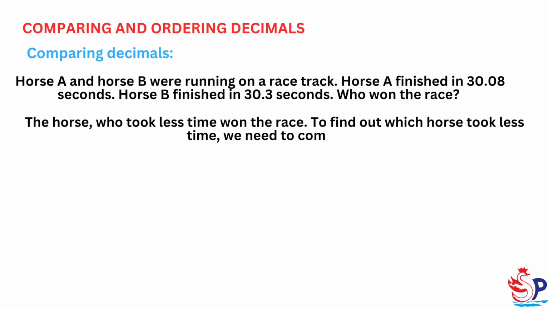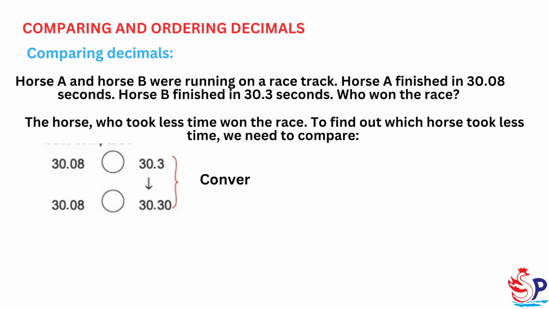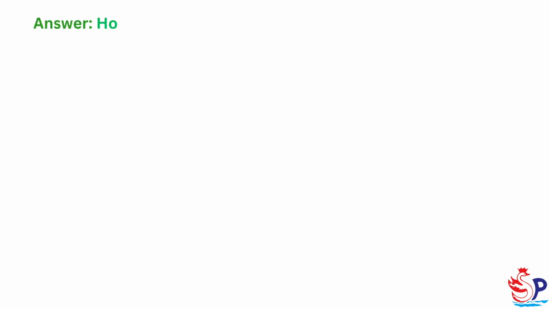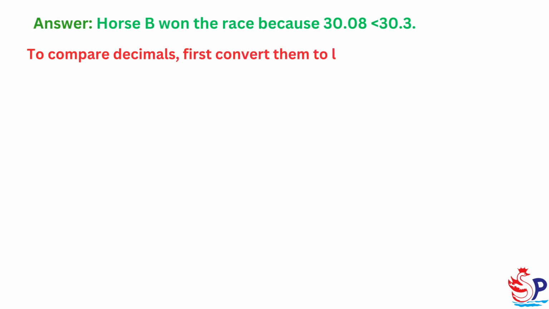To find out which horse took less time, we need to compare. Convert into like decimals. Now compare like you do for whole numbers. 3008 is less than 3030. Thus, 30.08 is less than 30.30. Answer: Horse B won the race because 30.08 is less than 30.3. To compare decimals, first convert them to like decimals.